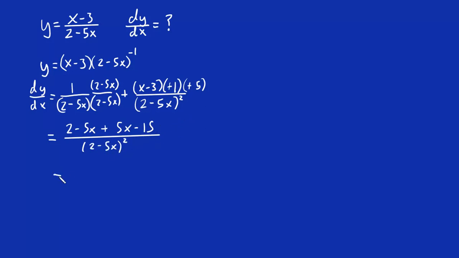So then we can just combine all our terms, so you can see this negative 5x and positive 5x cross off, and you're left with a negative 13 on top. And then in the denominator, we still have (2 minus 5x) quantity squared.